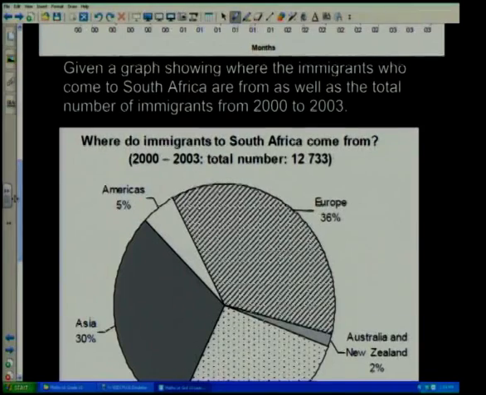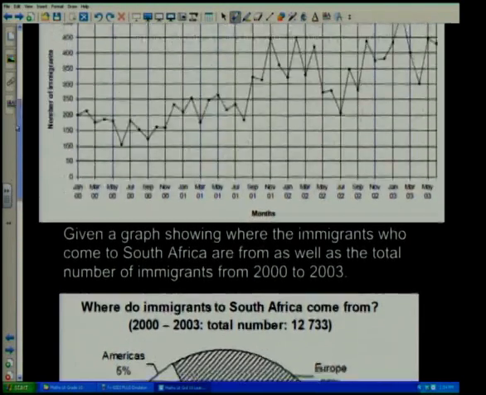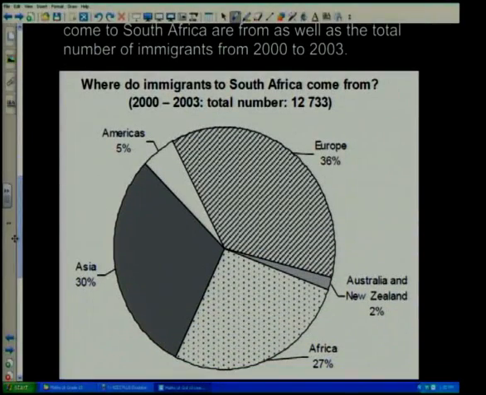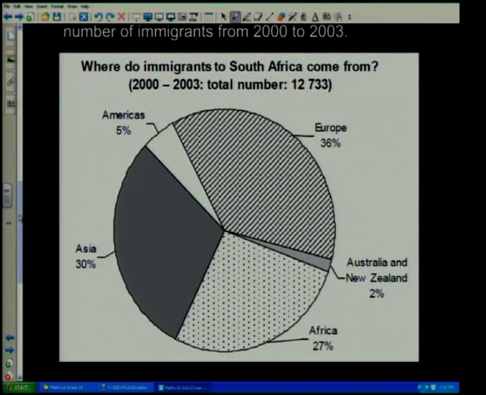Our next question is dealing with this graph here. Now we've been given the graph showing where the immigrants who come to South Africa are from, as well as the total number of immigrants from 2000 to 2003. So our first graph that we dealt with in the last question was just how many people have immigrated. Now it's telling us where they are from and how many people immigrated. Where do the immigrants to South Africa come from between 2000 and 2003?